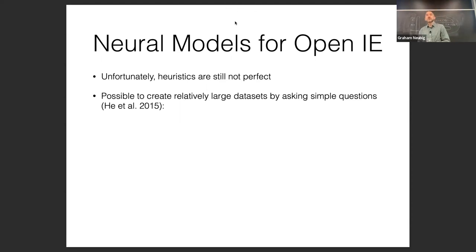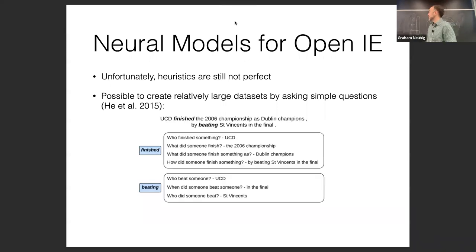And so one very interesting method for solving this, which I think can also be used for other varieties of annotation tasks, is that this work basically tried to create data by asking crowd workers questions. For example, they would ask questions like, who finished something? What did someone finish? What did someone finish something as? How did someone finish something? And then by looking at the sentence and answering these questions, they create training data for a number of different semantic relations, including open IE style relations as well.